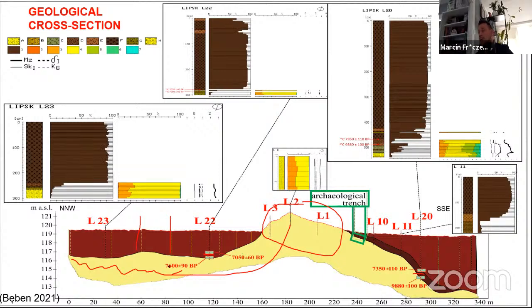So more probably it's the activity between 7.6 and 7,000, more or less, or 7.3. So something about that. We have to do some more research for that, but this is the preliminary thought that we have now. Okay, thanks a lot.